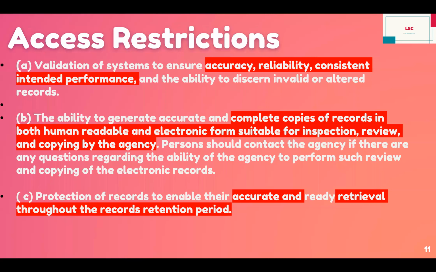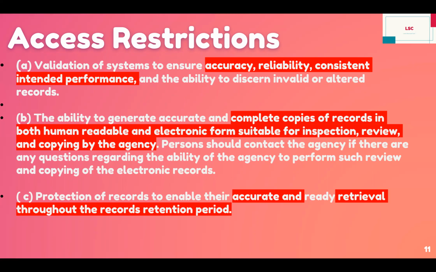Now see what the guideline is saying about access restrictions. Means validation of the system. Okay, we should validate our system for what? To ensure accuracy, reliability, consistent intended performance, and the ability to discern invalid or altered records. The ability to generate accurate and complete copies of records in both human readable and electronic form, suitable for inspection, review, and copying by the agency.